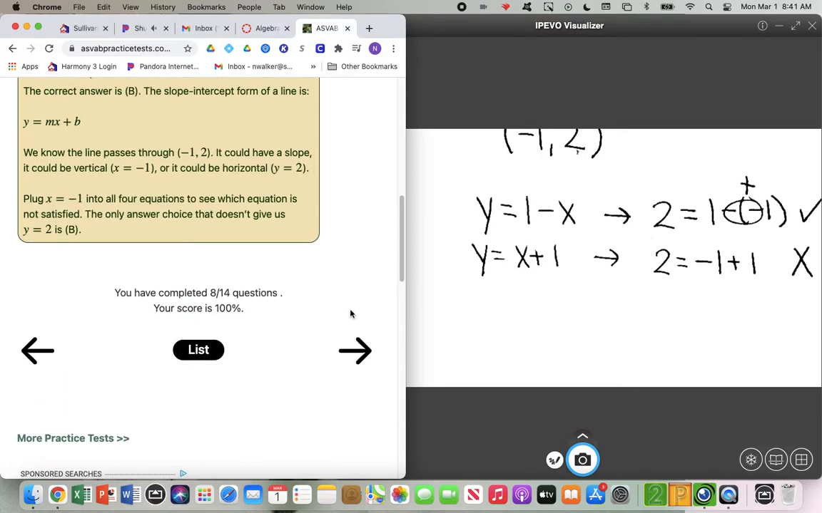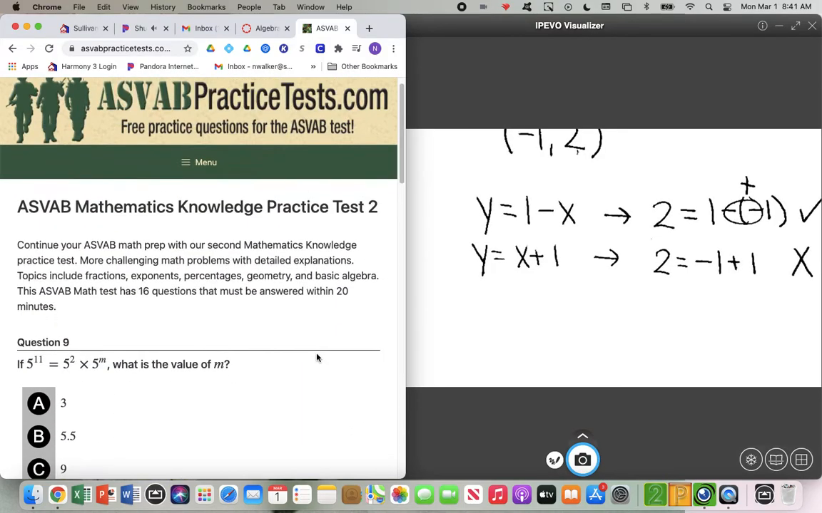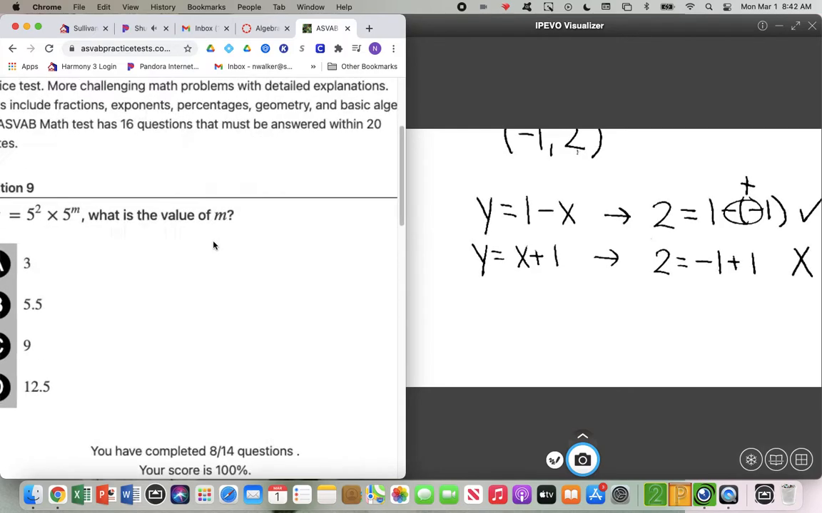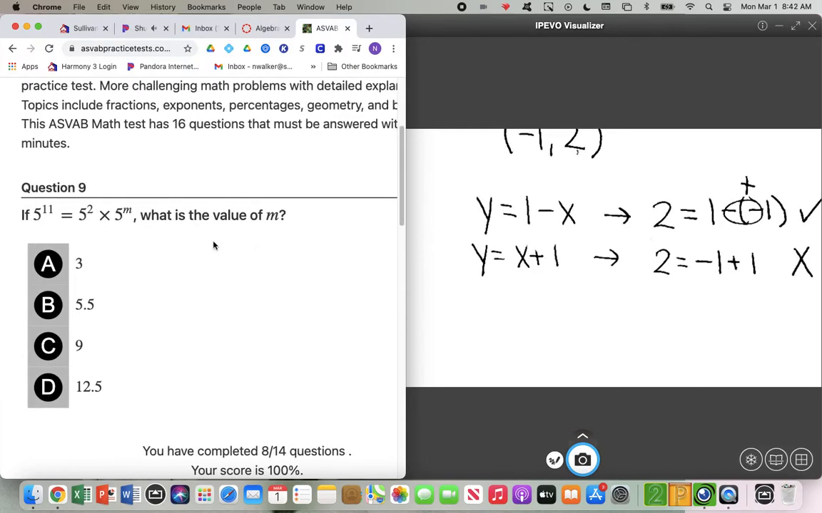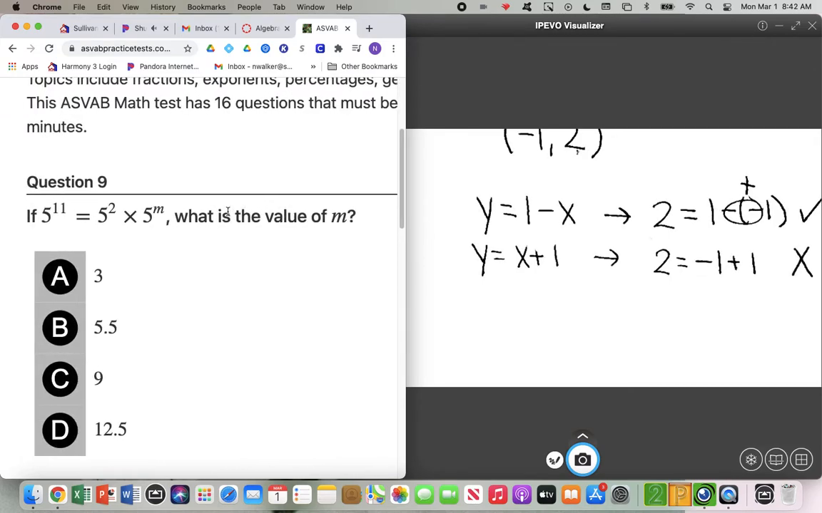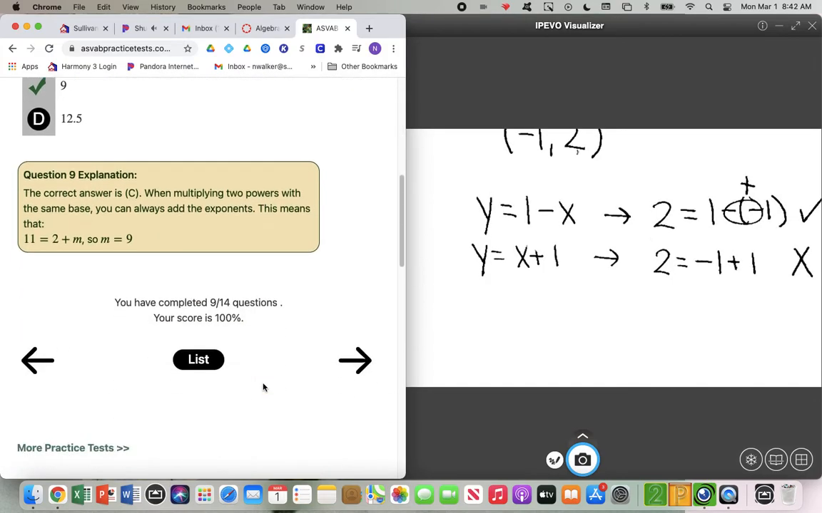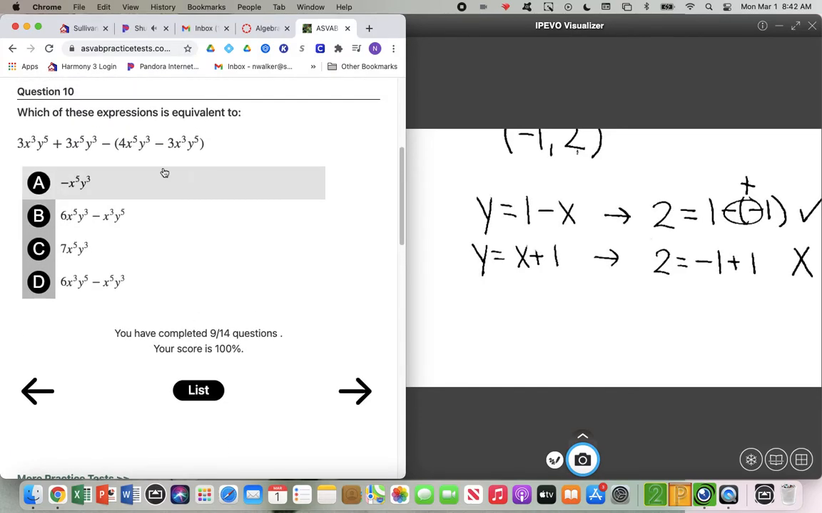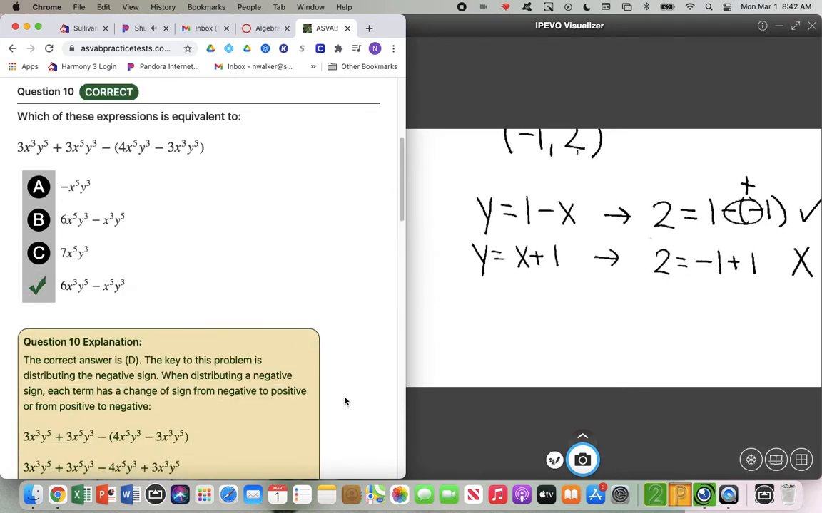Now, where is the one everybody was asking me about? Really quick, we add powers. So what am I missing? 2 plus what gives me 11? 9. Oh, let's see. 3 plus 3 is 6. There we go.